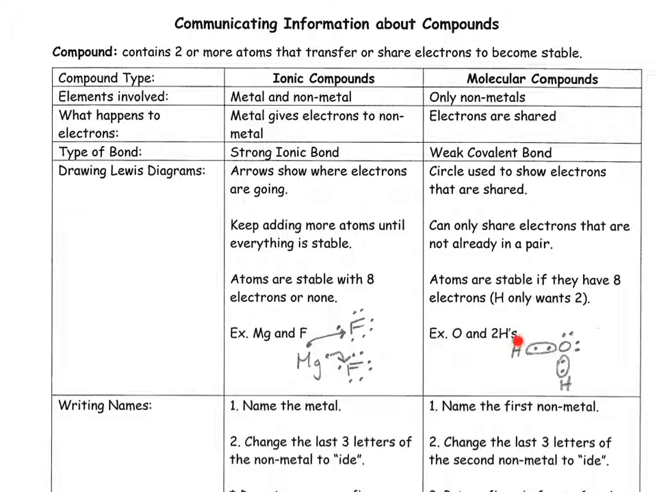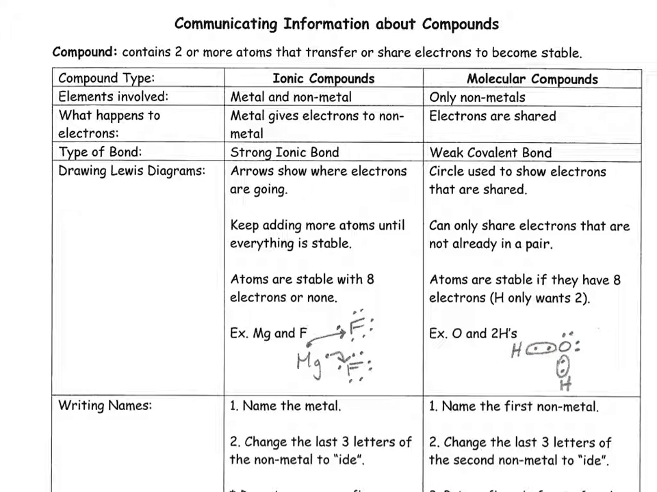I've placed my hydrogen right next to the single electron because single electrons get shared. Electrons that are already in pairs, like this set right here, never get shared in molecules. A circle is drawn around the electrons that are being shared.